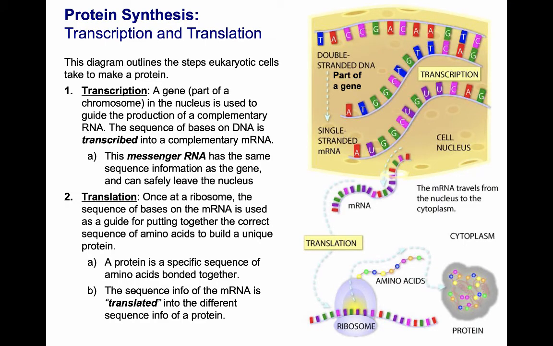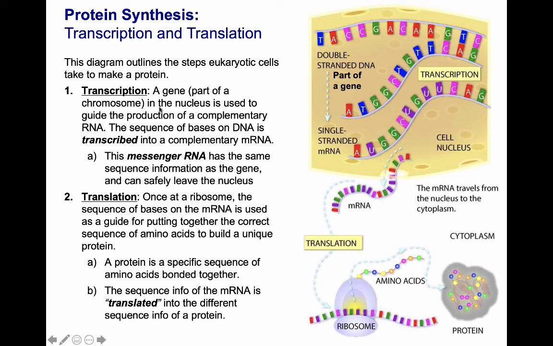So I think the last slide for this video, again, just coming back to a big picture about what's going on with converting the information in a gene, the information in a segment of a chromosome in our nucleus. How is that information used to build a protein? And so the 2 big steps for building a protein occur first in the nucleus and then in the cytoplasm at a ribosome.